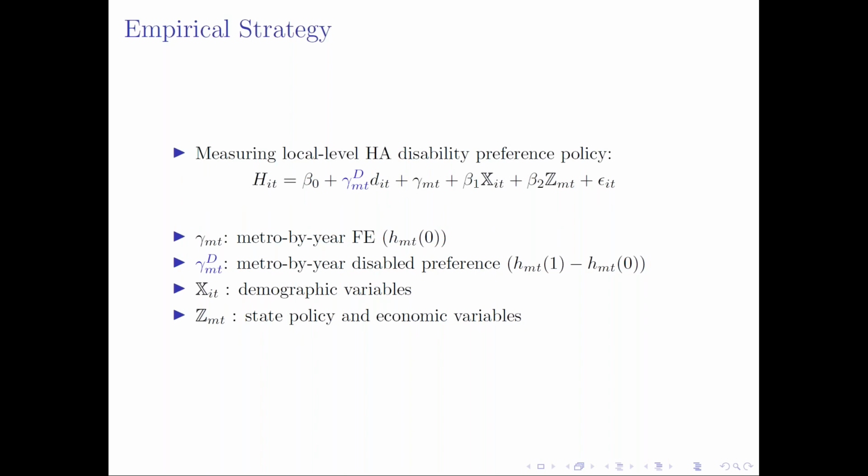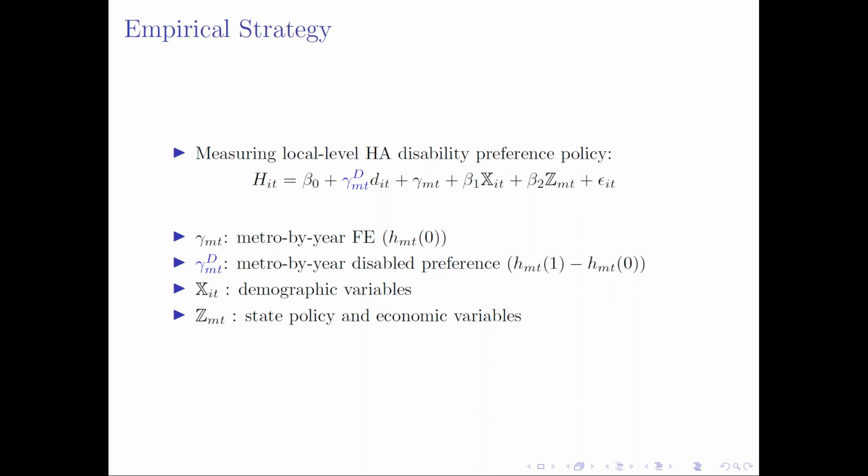The way that we will measure this is we have an indicator of whether or not a household is receiving housing assistance or not. That's the HIT. And then we're going to have these fixed effects in here. So gamma MT is this metro by year fixed effect, which essentially is going to be picking up the likelihood of receiving housing assistance if you're a non-disabled household. The gamma D is going to be the change in receiving housing assistance if you report having a disability. So again, this is the H1 minus H0 that we talked about in the previous slide.